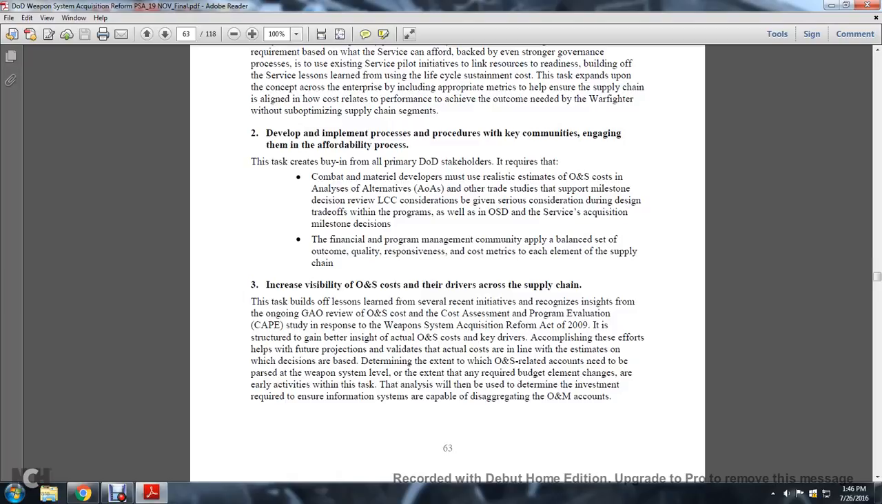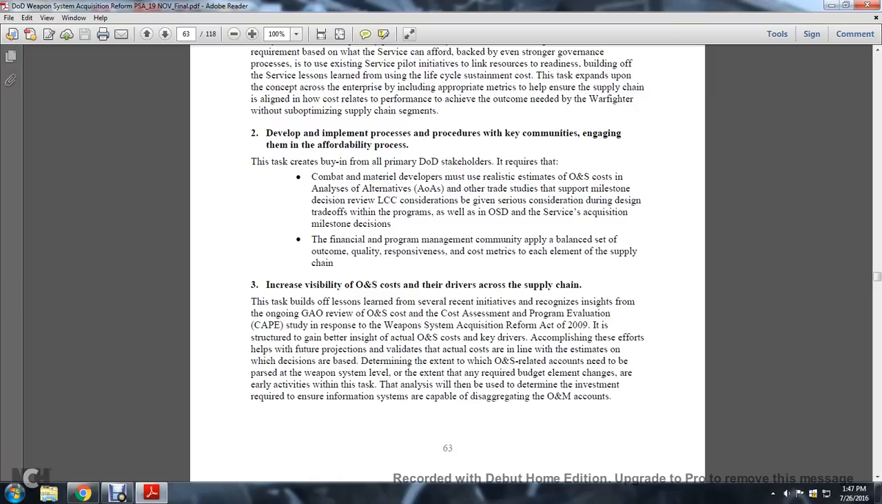Two: developing and implementing a process and procedure with the key communities, engaging them in the affordability process. The task creates buy-in for all primary DOD stakeholders. It requires that the combat and materiel developers use realistic estimates of the O&S costs in the analysis of alternatives. Another trade that supports the milestone decision review is that life cycle cost considerations be given serious consideration during the design trade-offs with the program, as well as in the Office of the Secretary of Defense and Service acquisition milestone decisions. Finally, the program management community is applied with a balanced set of outcome, qualitative, and responsive cost metrics for each element of supply.